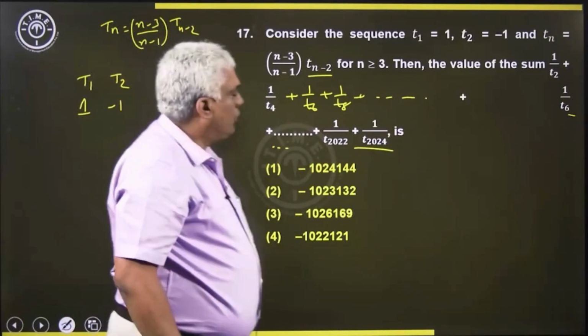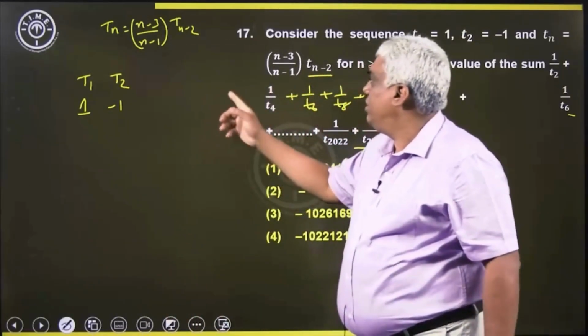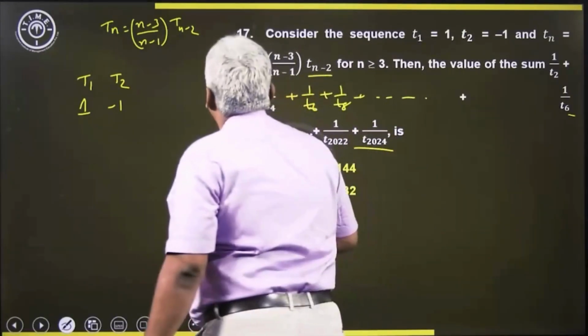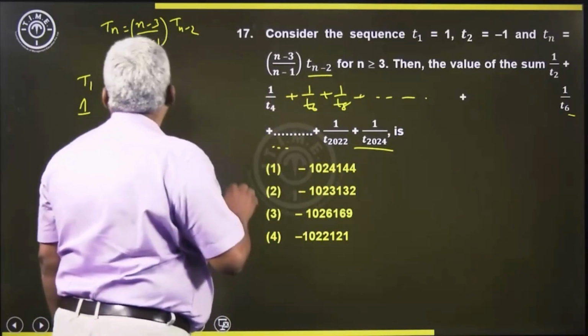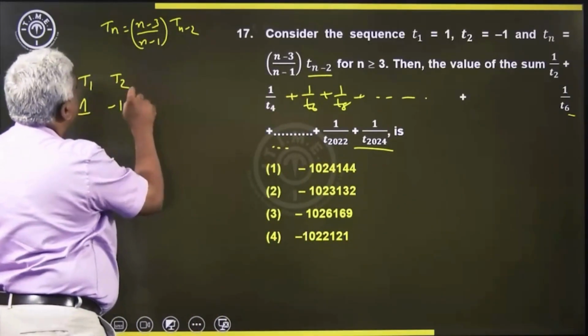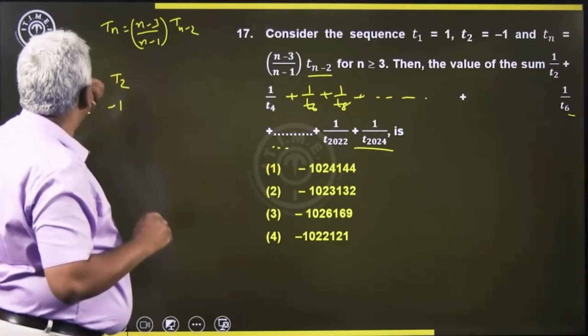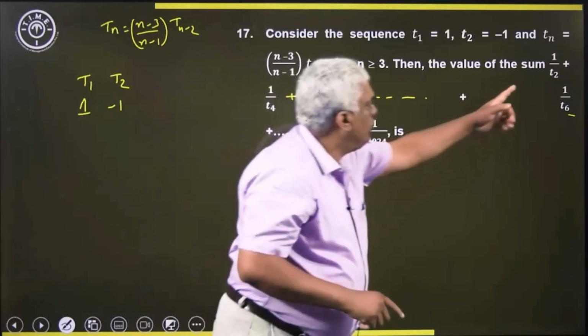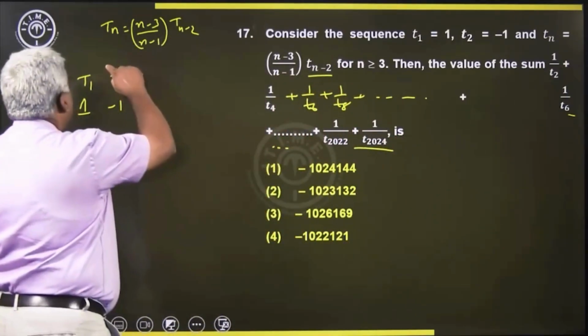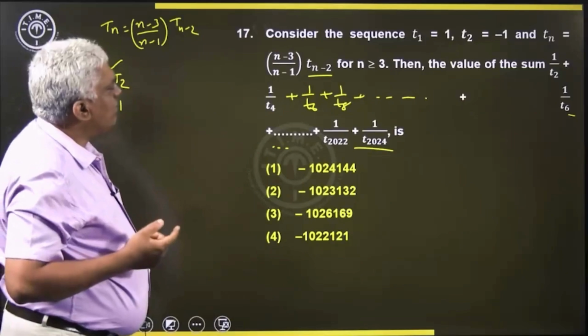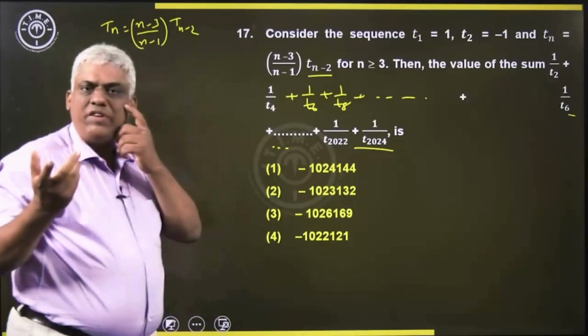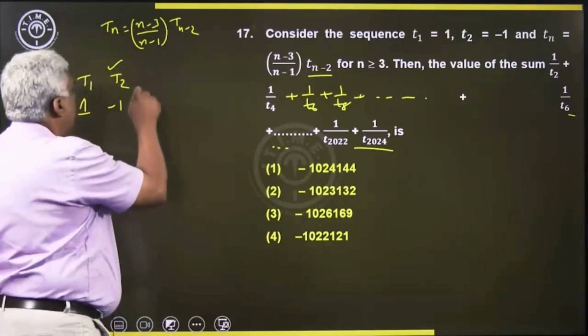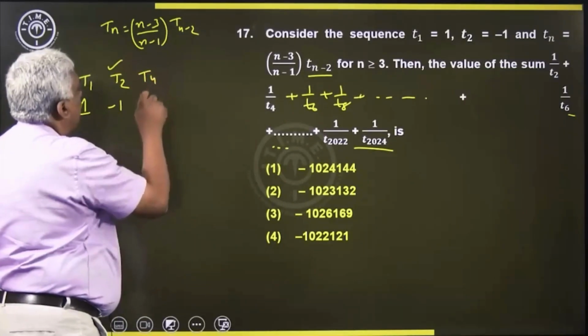So, let us find the value of T3. It's minus 4. Now, I want T4 and T2. T2 I already have. Let us go find T4. Why should I find T3? T3 is not required. I can go straight to T4.